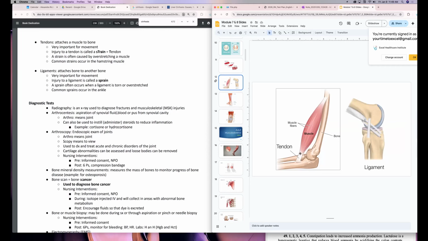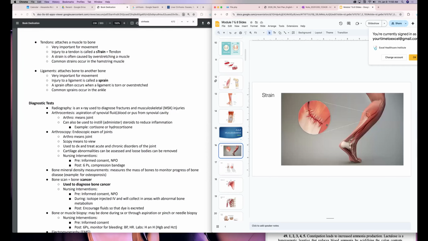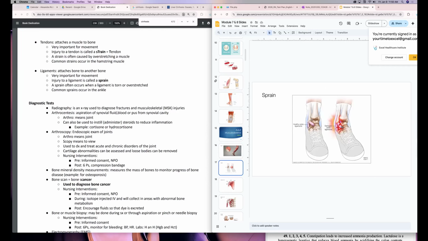Here's a tendon, this silvery band that's connecting the muscle to the bone. And here is a ligament, bone to bone. When we have an injury to a ligament, we call that a sprain. An injury to a tendon has a T in it, strain. Injury to a ligament, sprain. We saw the picture of a strain already, and here is a sprain. Usually it's when the ligament is torn or overstretched, like when you step wrong and you sprain an ankle.